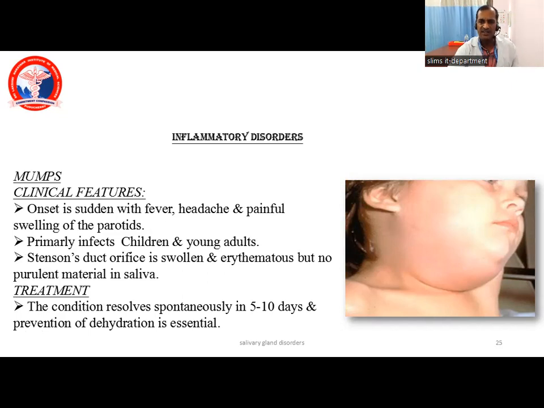Self-limiting viral infection, resolves within 5 to 10 days. The only thing is, you have to make sure the patient doesn't go into severe dehydration.